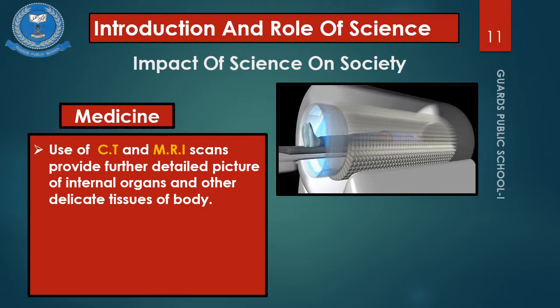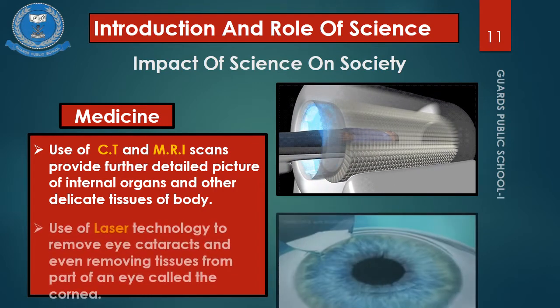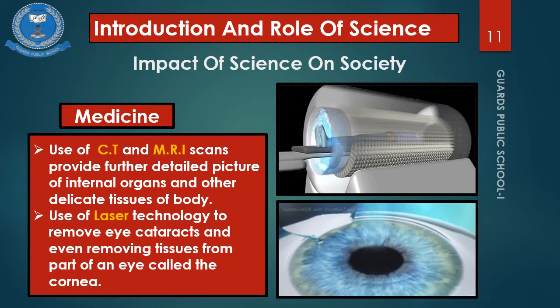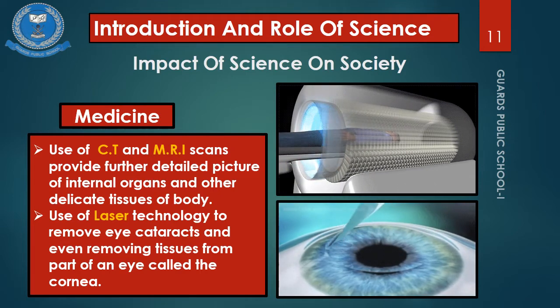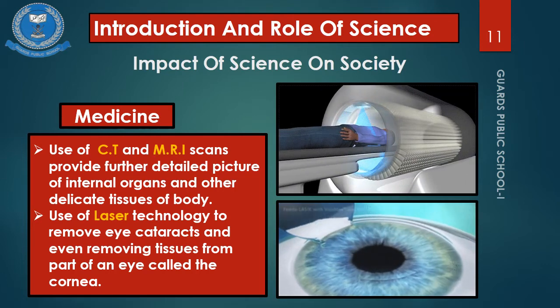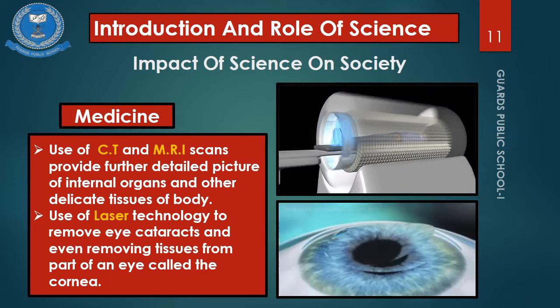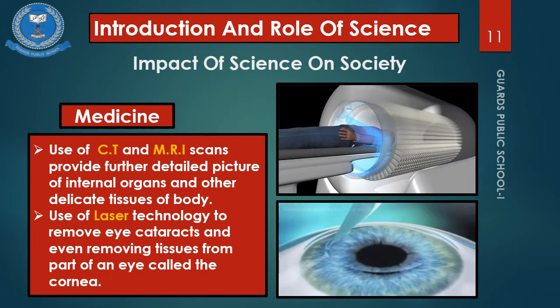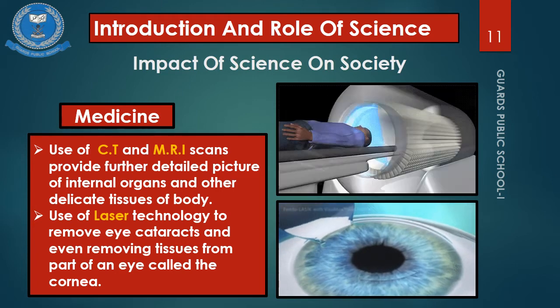Another use of technology is in the form of laser. Use of laser technology has removed the manual method of surgeries in the field of the eye. Removal of eye cataracts and even the removal of tissues from the part of the eye called the cornea. All these surgeries are possible by the use of laser technology.